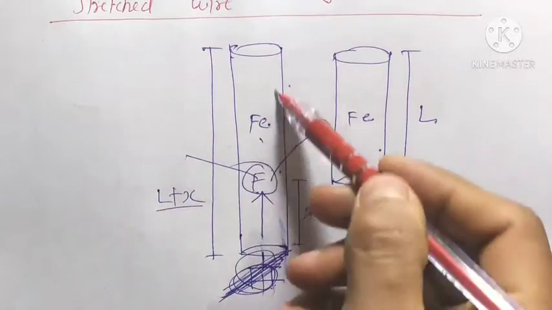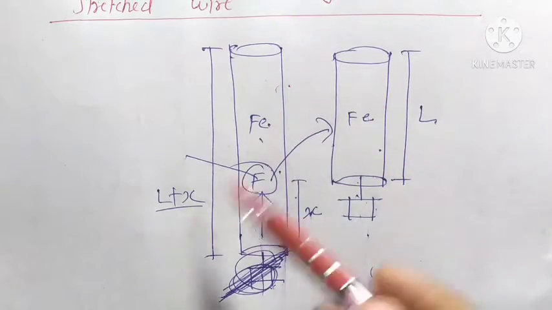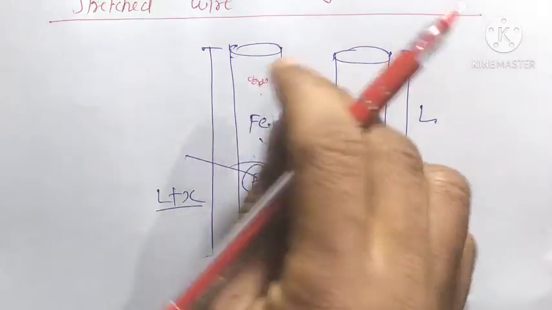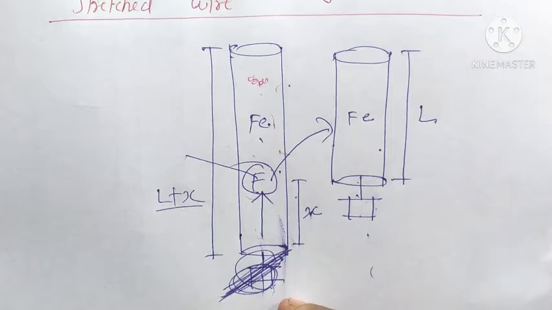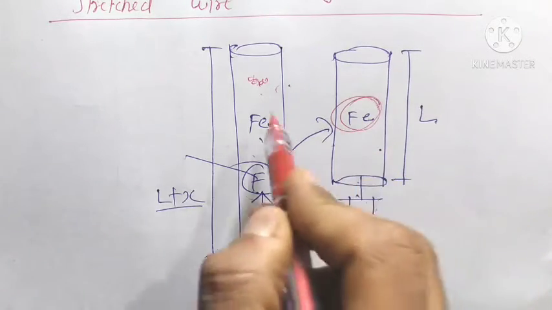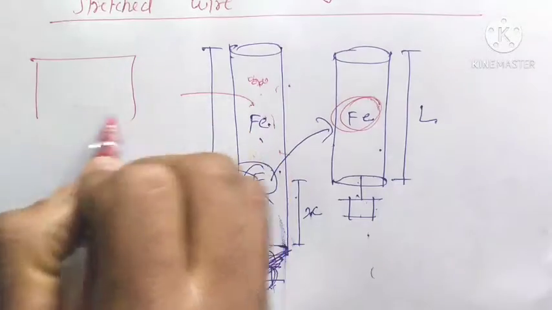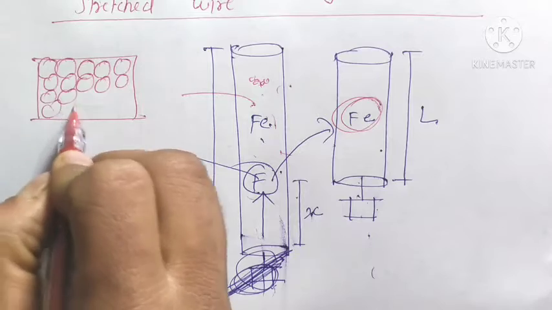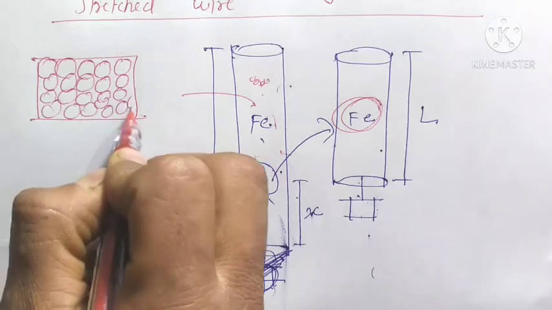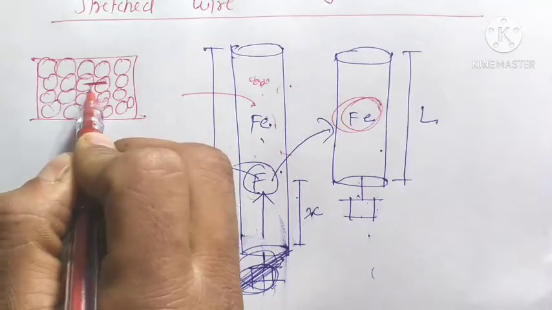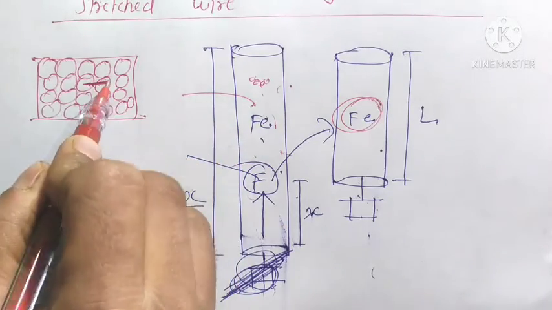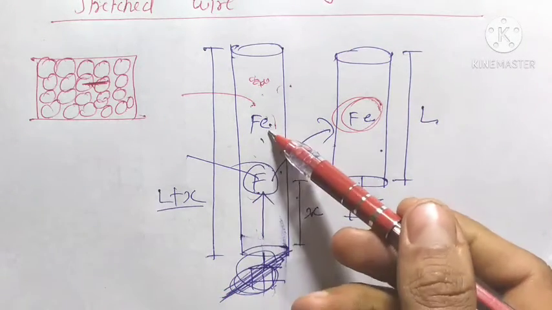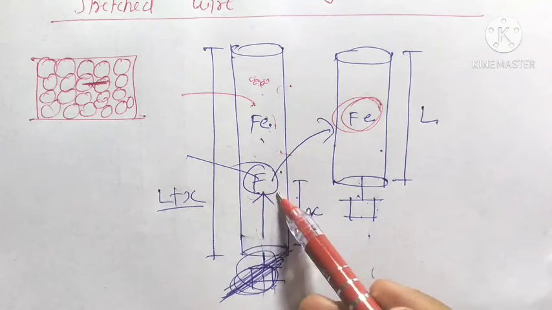I repeat again, when a wire of any material is stretched, then interatomic forces come into play. This wire is made of some metal, iron, and this is a solid, and the entire structure looks like this. These are atoms, and the intermolecular force between any two atoms we take here is very strong. So when this wire of any material is stretched, the interatomic forces start opposing any changes.